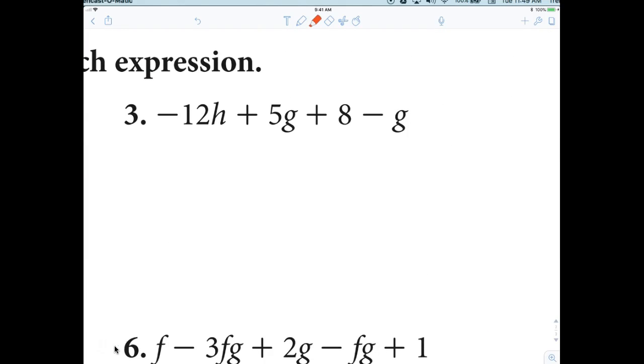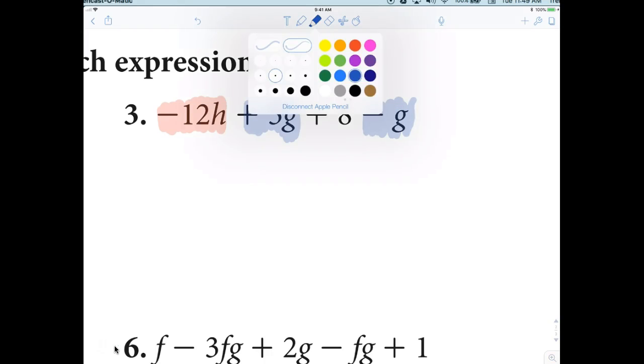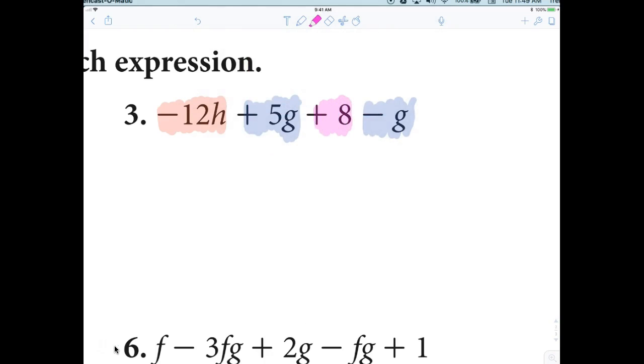Now, highlight -12h. Is there anything common with 12h? Nope, so now you have to change your color. What's common with g? Just one g. Just the g's. And then change your color. And the other thing is what? 8, the constant. Now notice they're all different colors. The reason they're different colors is because they're different. You can combine terms that are alike, which is what this lesson is about.